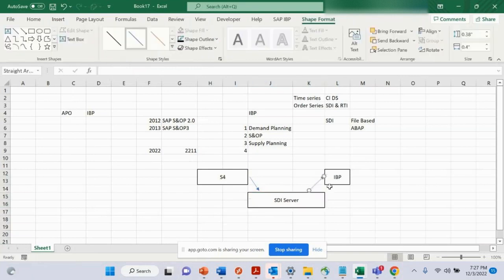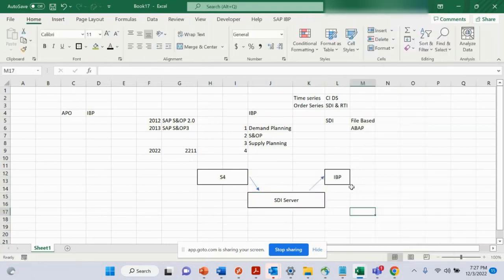So in other words, there is no direct communication between IBP and S4. The handshake has always been there with the presence of a third party, which is the SDI server. This is for file based. Now what happens for ABAP based?